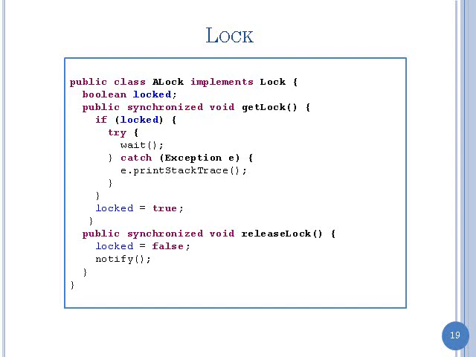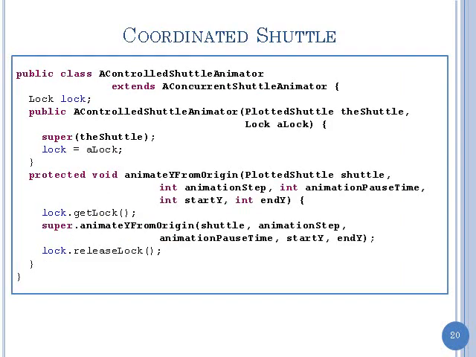So before doing an activity, I will do a get lock, and after that, I'll do a release lock. And this is what's happening, that before I do the animate from origin, I do a get lock, and afterwards I do a release lock. Okay, which is doing my notify essentially. Okay, so now I don't get my clearance manager as an argument. I get a lock.